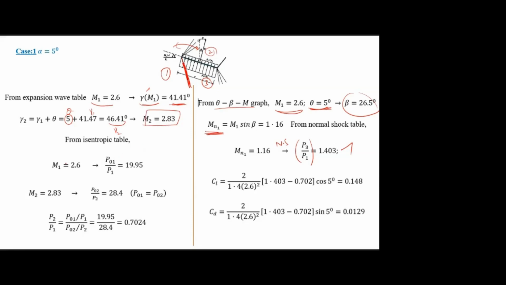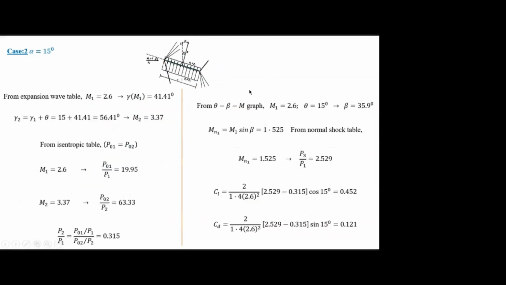Then we have to use the isentropic table. From M1, using the isentropic table, we find P01 by P1. Then from M2, using the same isentropic table, we can find P02 by P2. We know the condition across the expansion fan: P0 is constant. So from these two ratios I can find P2 by P1. Simply, P01 by P1 divided by P02 by P2 will give you P2 by P1. So I substituted here P3 by P1, and this is P2 by P1. This is the Mach number, and alpha is 5 degree. Is that clear?